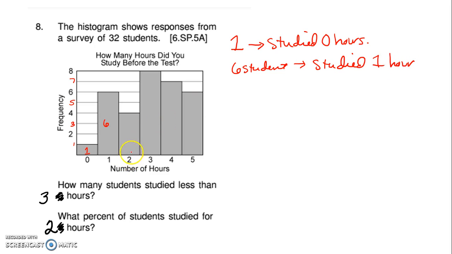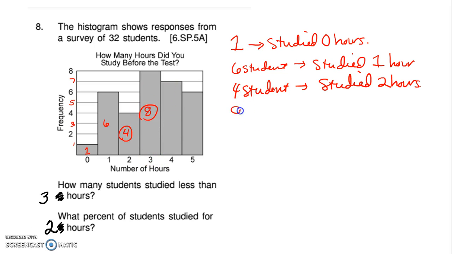All right. How many students said they studied 2 hours? All right, 4 students. 4 students said they studied 2 hours. Before I can worry about trying to answer the question, I at least have to understand what the graph means. 8 students studied 3 hours. Those kids are ready for that test. 8 students studied 3 hours.